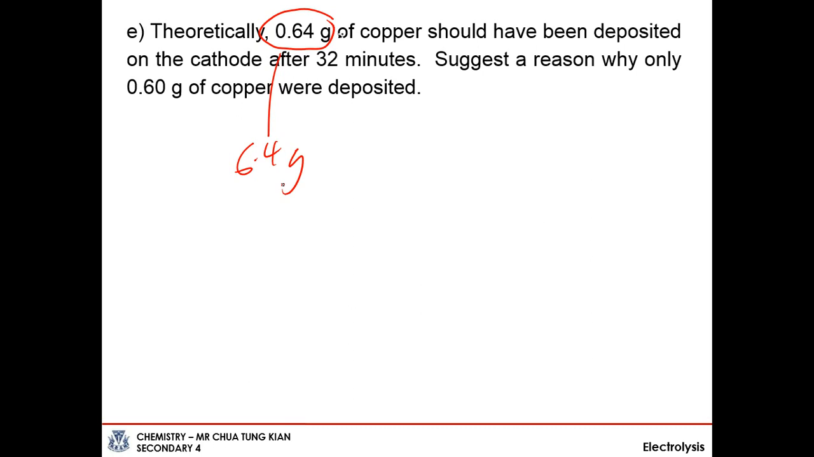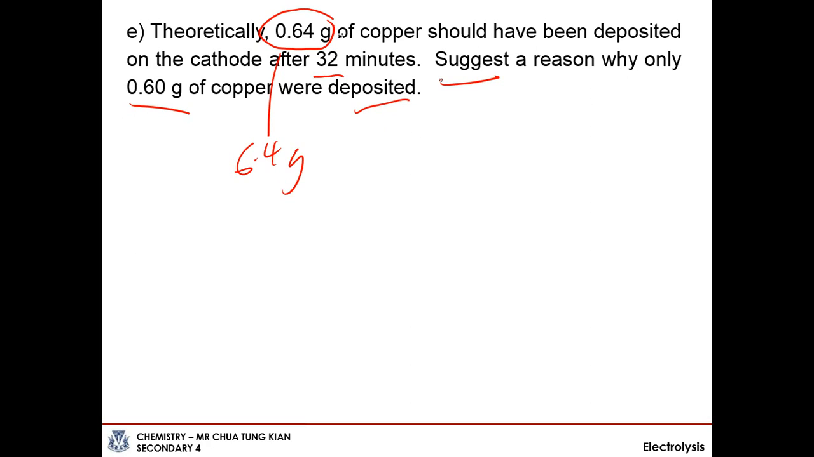So, based on some calculated values, we know that 0.64 grams should come out, but only 0.6 grams was discharged and deposited after 32 minutes. So we have a difference of 0.04 grams of copper. So why is this so? Suggest the reason. Electrolysis, if you recall, involves the decomposition of a substance by electricity.